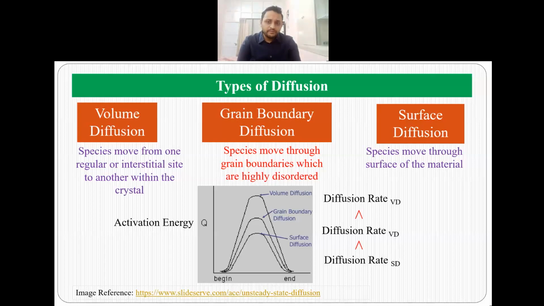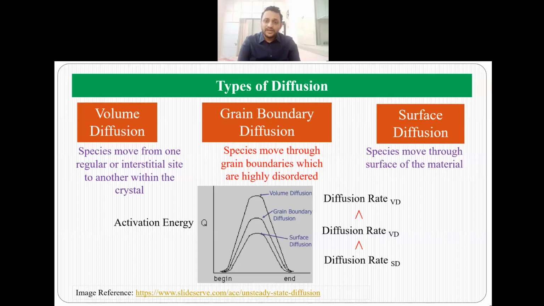The second type of diffusion is grain boundary diffusion. Here, the species move through grain boundaries, which are the highly disordered network which separates different grains. And the third type of diffusion is surface diffusion, where species move through the surface of the material.